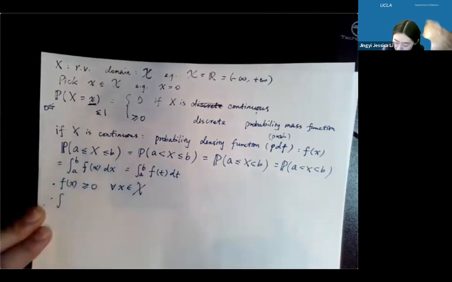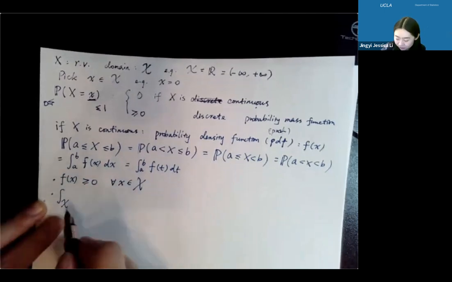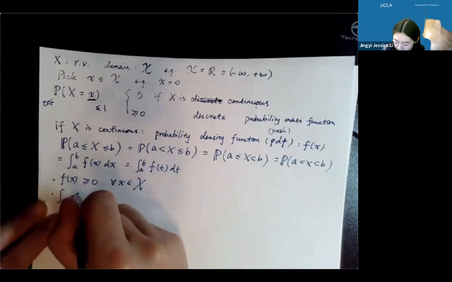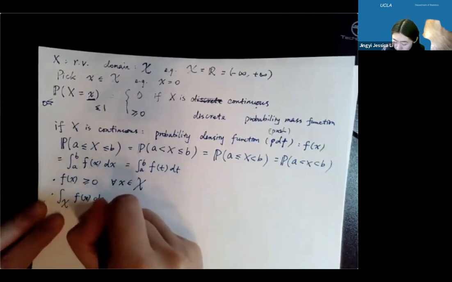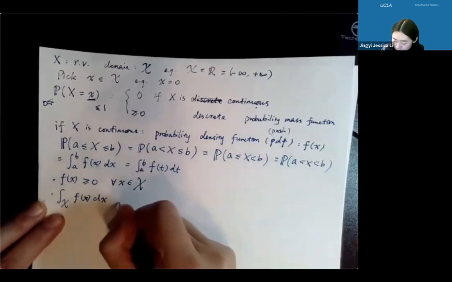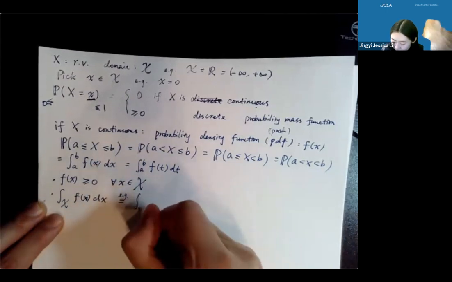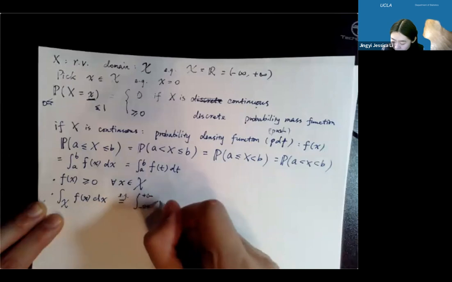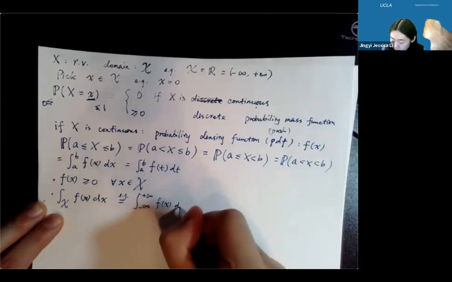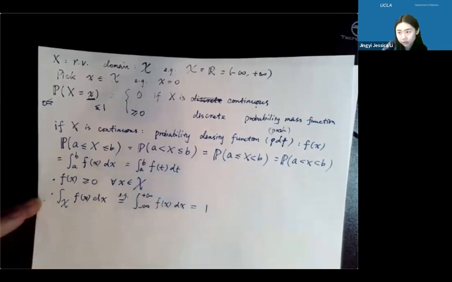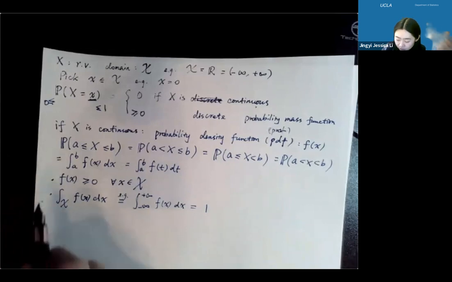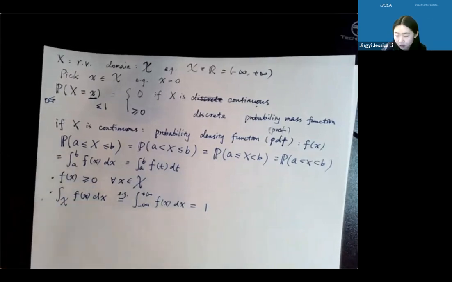Okay, over the whole domain, I call this calligraphic X, f(x) dx. So for example, if this whole domain is just the real line, I just write the integral from negative infinity to positive infinity of f(x) dx. So this must be equal to 1. So these are what we require for the density function.